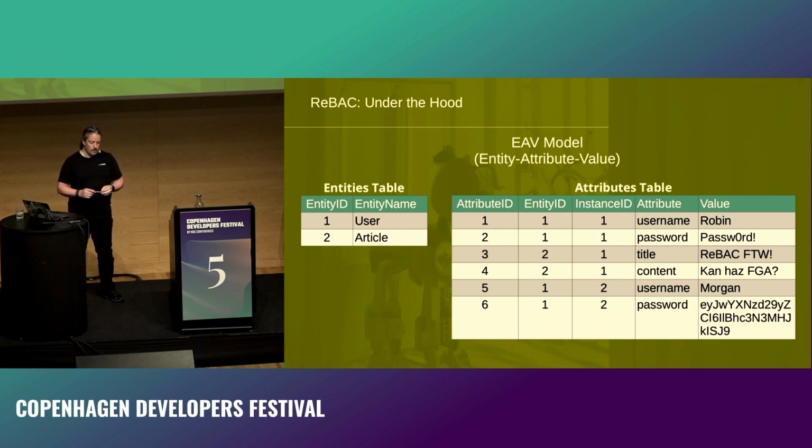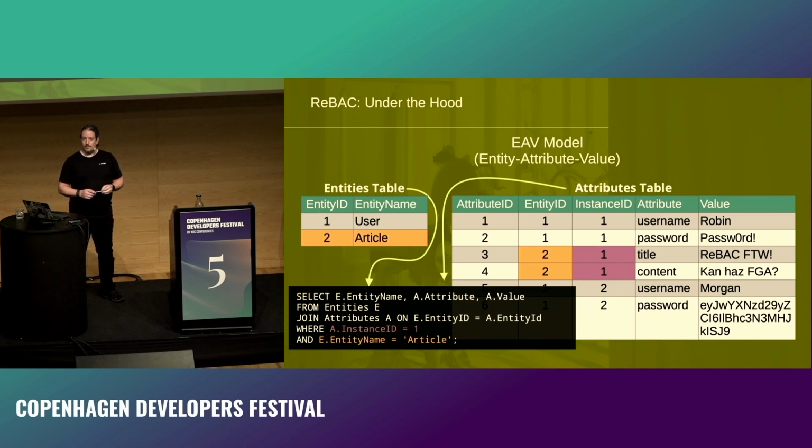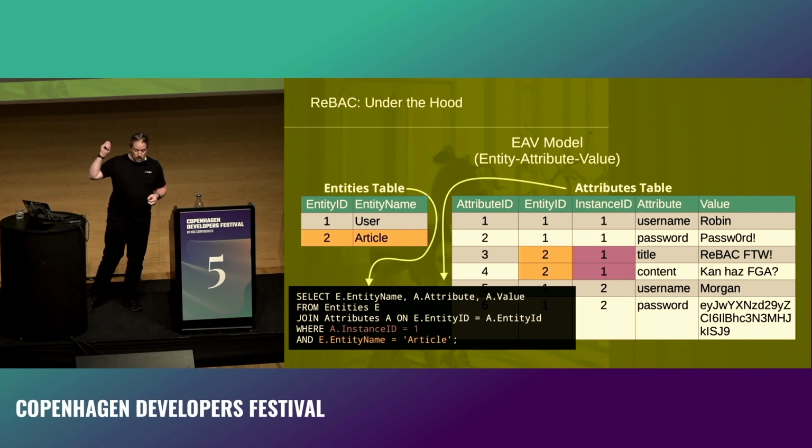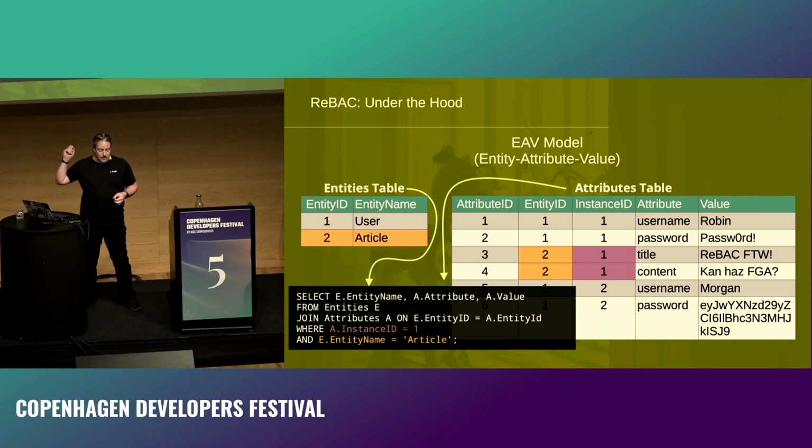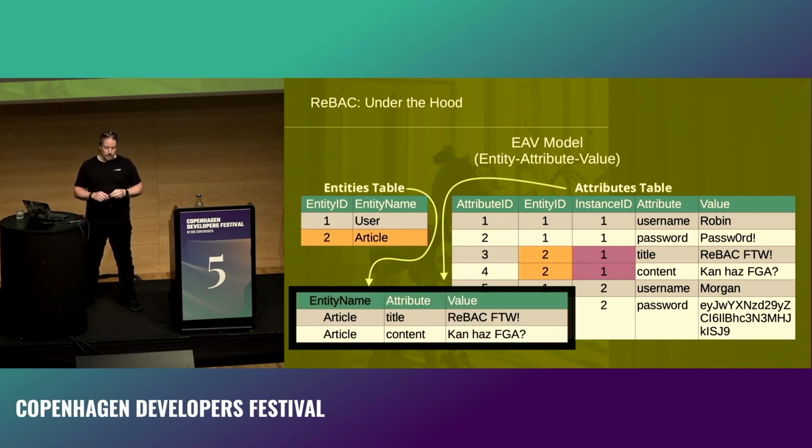And we can pull these out with a simple-ish SQL statement. For those of you who love SQL, you'll see here we've got a join between entities and attributes. We're basically saying pull out everything where instance ID is 1 and entity name is article. So we're actually looking at both the attributes table and the entity table in this select to filter out. And this is going to give us the title and content of article number 1.